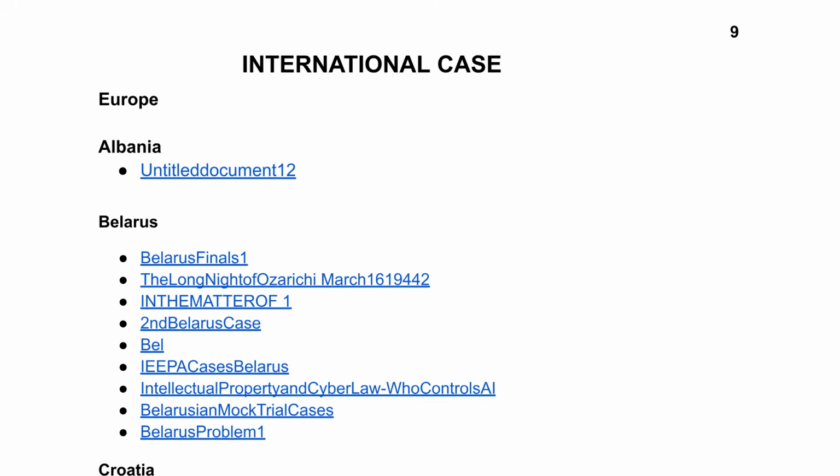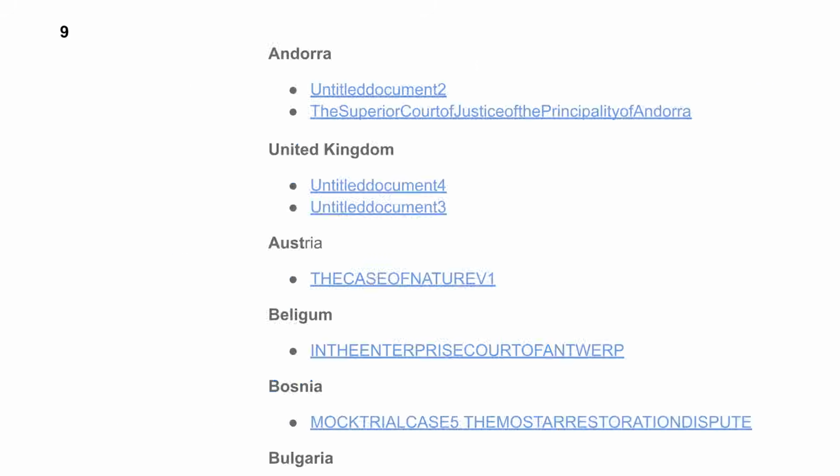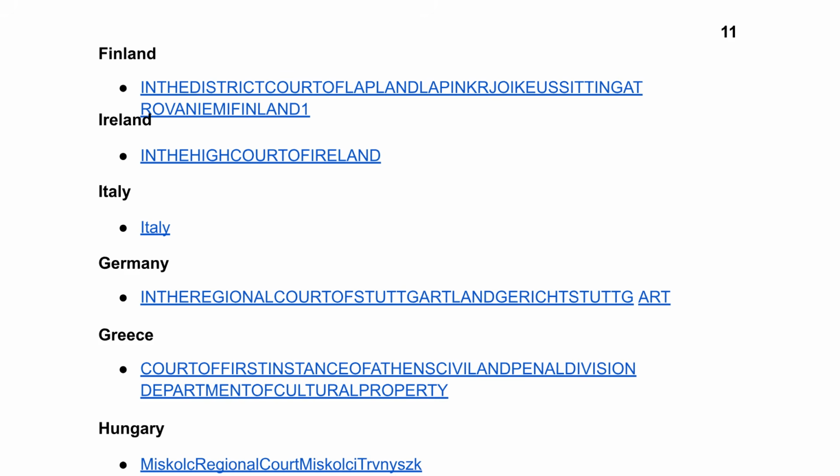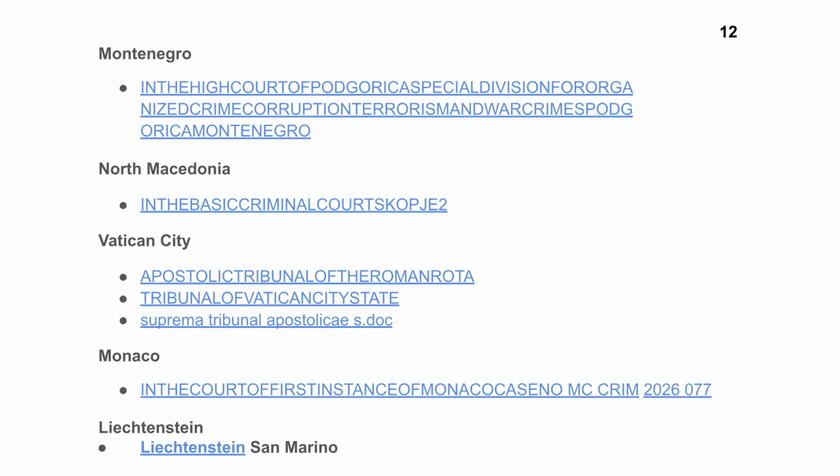The European Case Library is vast, featuring dedicated mock trial resources for nations including Albania, Belarus, Croatia, Georgia, and Norway. Continuing through Europe, this list provides essential case documentation for students focusing on legal systems in Andorra, the United Kingdom, Austria, Belgium, and beyond. Our European collection also includes comprehensive trial materials for Finland, Ireland, Italy, Germany, Greece, Hungary, Kosovo, and Latvia. The European Library concludes with resources for Montenegro, North Macedonia, Vatican City, Monaco, Liechtenstein, and San Marino.